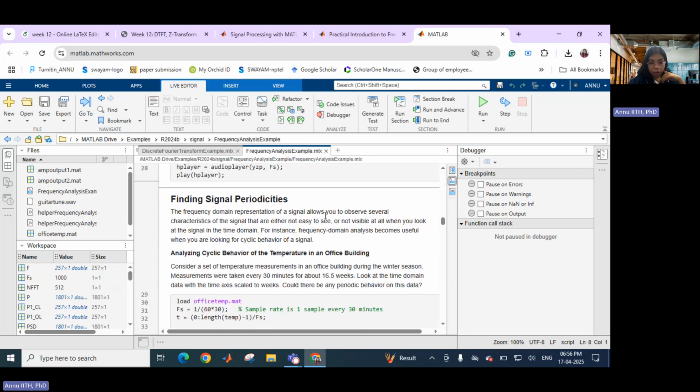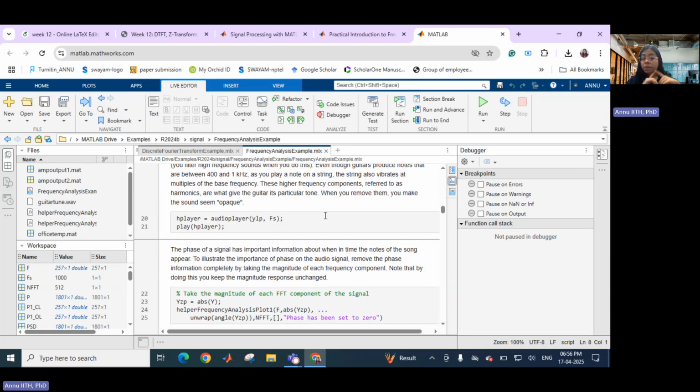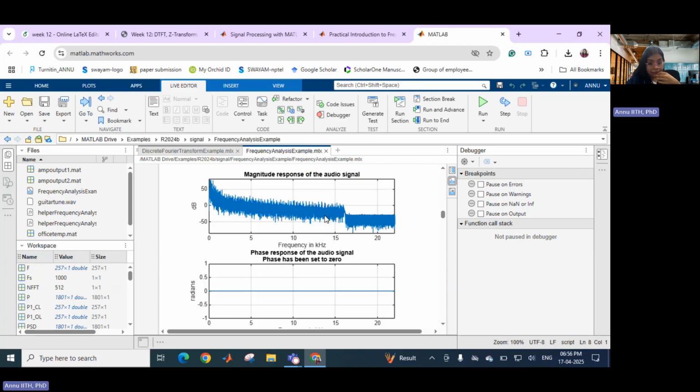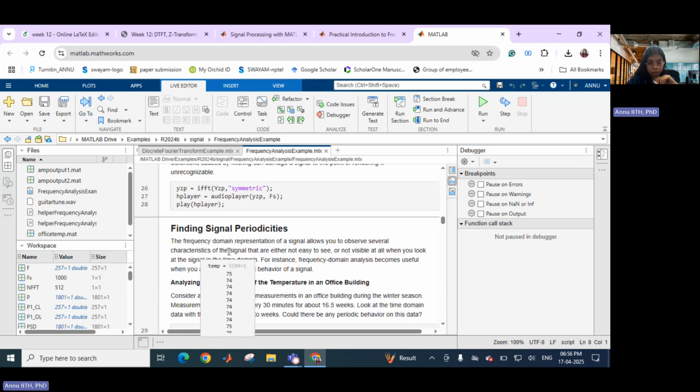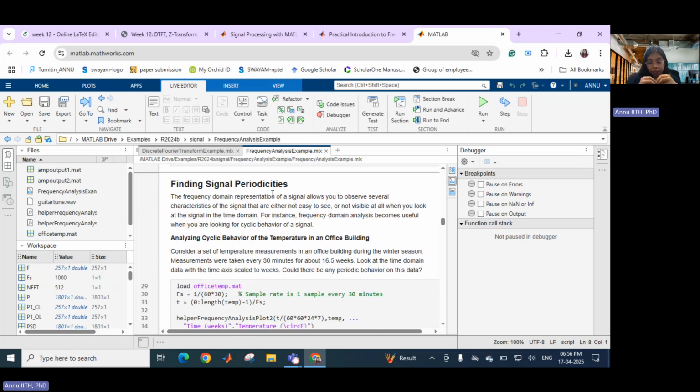We also need to find the signal periodicity. The concept of periodicity was introduced in Fourier series. So let's see how we find the periodicity, by analyzing the cyclic behavior of the temperature in an office building. Read this: the frequency domain representation of a signal allows you to observe several characteristics of the signal that are not easy to see, or not visible at all, when you look at the signal in the time domain. For instance, frequency domain analysis becomes useful when you are looking for cyclic behavior of a signal.